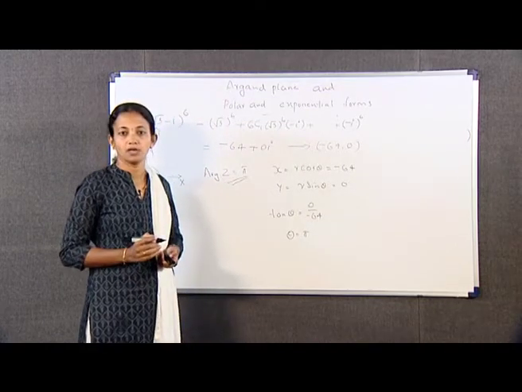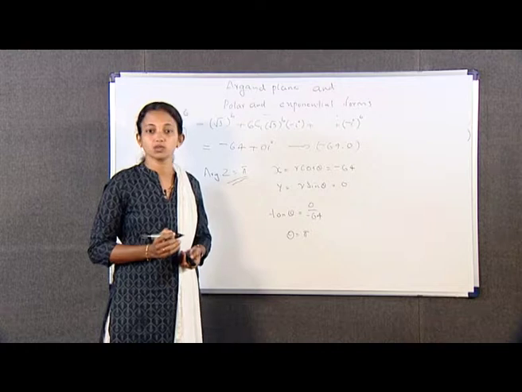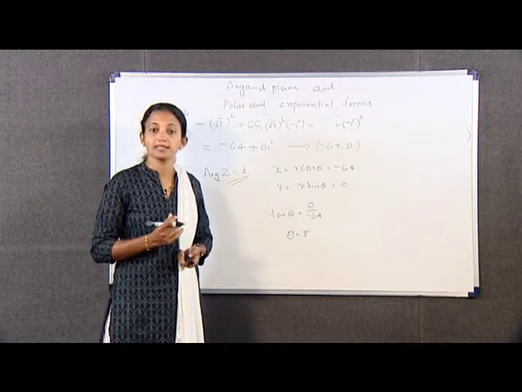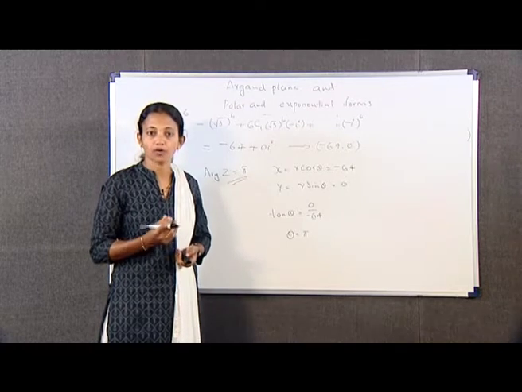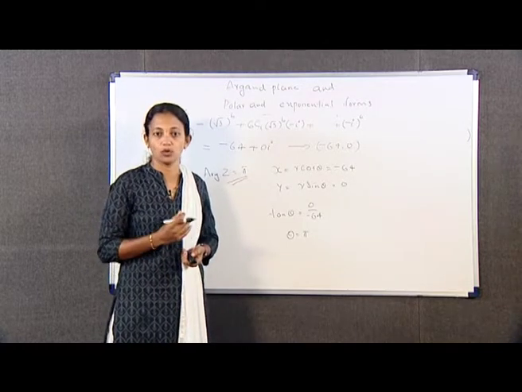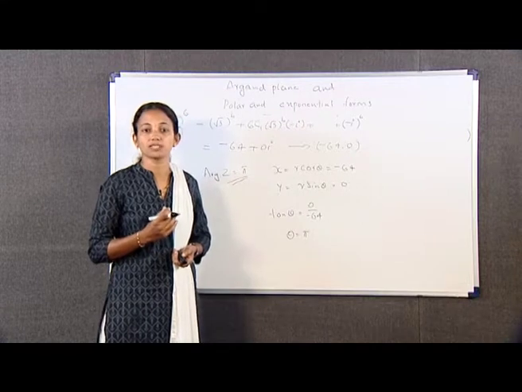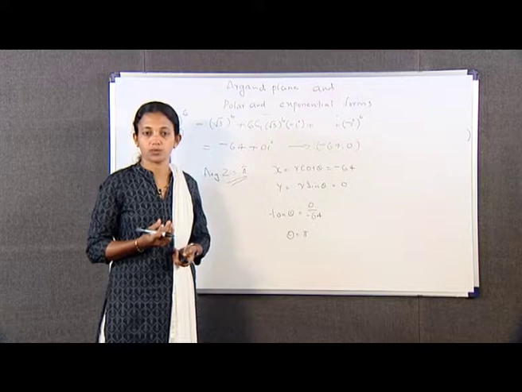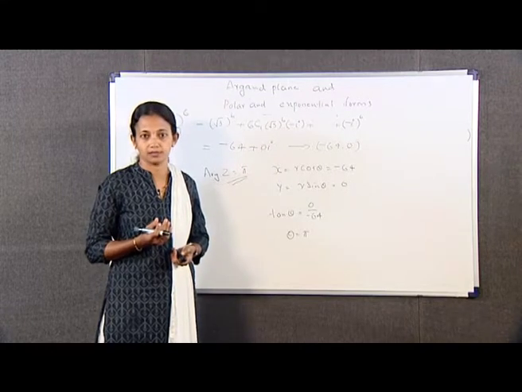Next we have argument of minus 1 minus i is equal to minus 3 pi by 4, and it follows that argument of minus 1 minus i is equal to minus 3 pi by 4 plus 2n pi, where n is equal to 0, plus or minus 1, plus or minus 2, etc.